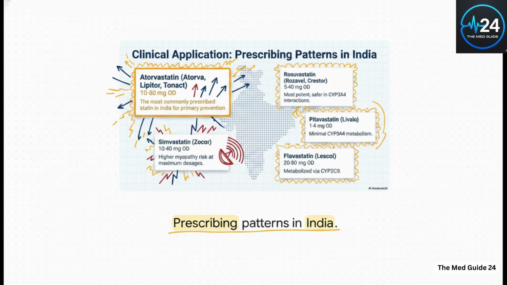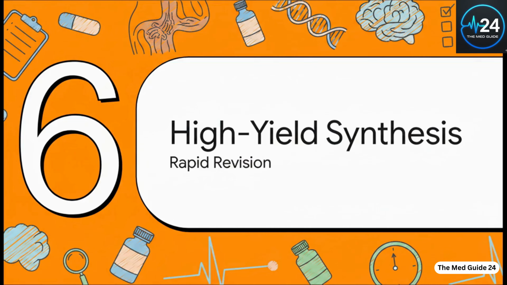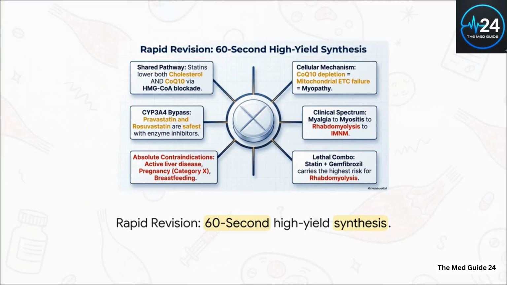start pinging. Section 6, High-Yield Rapid Synthesis. We have covered a massive amount of clinical and biochemical ground today, so let's lock it all in. This is your 60-second mental checklist before you hit the wards or walk into the exam hall. Remember the shared HMG-CoA pathway bottleneck. Strictly avoid the lethal gemfibrozil combination. Know that pregnancy is an absolute category X contraindication, and always rule out hypothyroidism first.